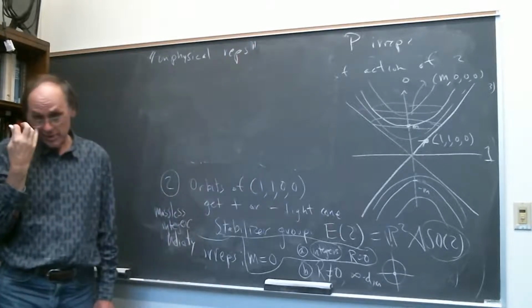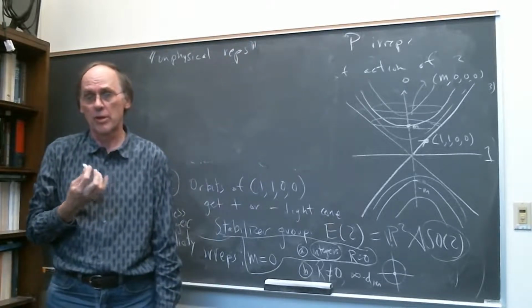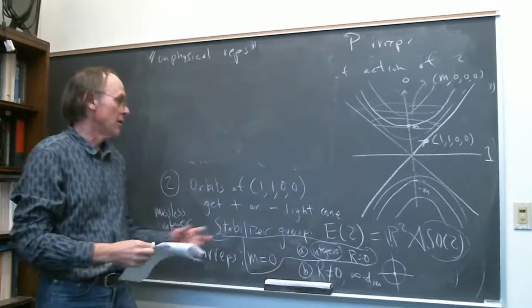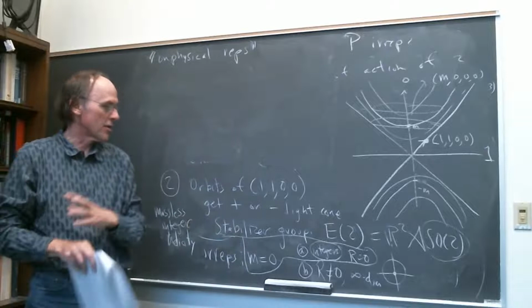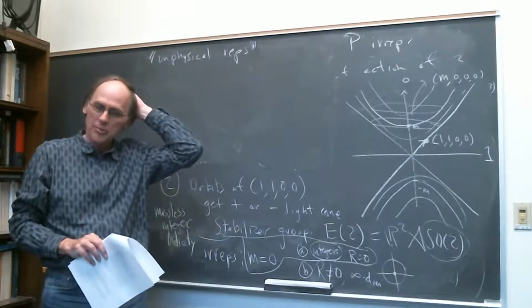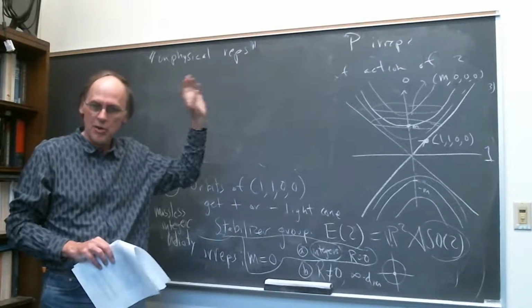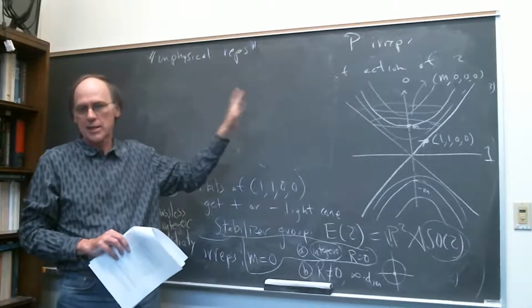There are irreducible representations of the Poincare group which are infinite dimensional. We believe from this classification theory that they should exist, and there are ways of actually going out and building them, but they don't actually correspond to any kind of physically sensible particles.